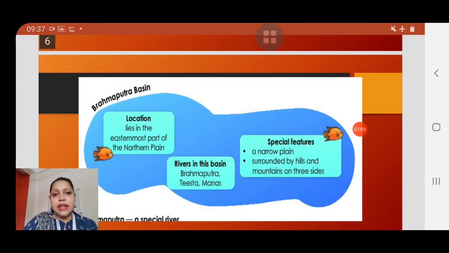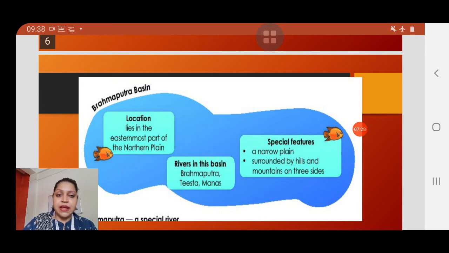And here then, rivers. What are the rivers found in this basin? The rivers which make this basin are river Brahmaputra, river Tista, and river Manas. These 3 rivers make this river plain. And what are the special features? The special features are, it is a narrow plain.